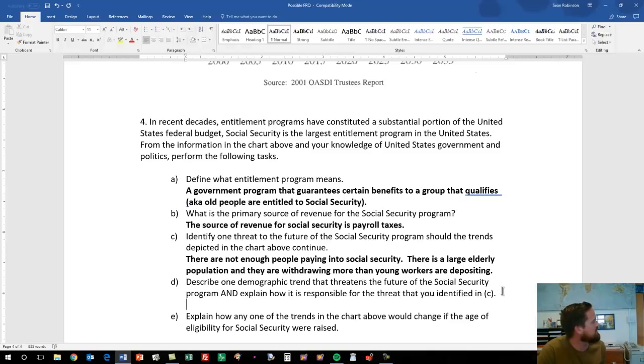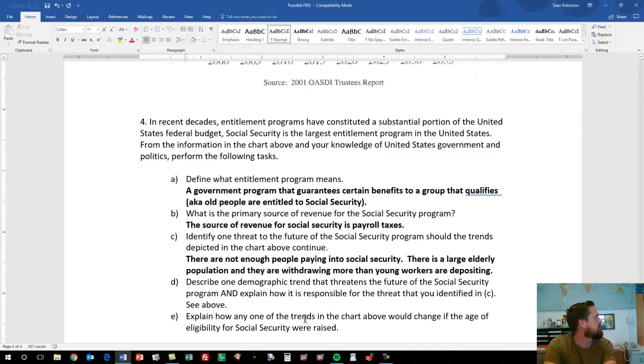Describe one demographic trend. See, this is like repeated. I remember this being an issue, because that kind of repeats what I just said in D. If I use this question in class, I'll probably rephrase it because it's too repetitious. Just don't use it. Yeah, whatever, we're good. See above. Explain how any one of the trends in the chart above would change if the age were raised.